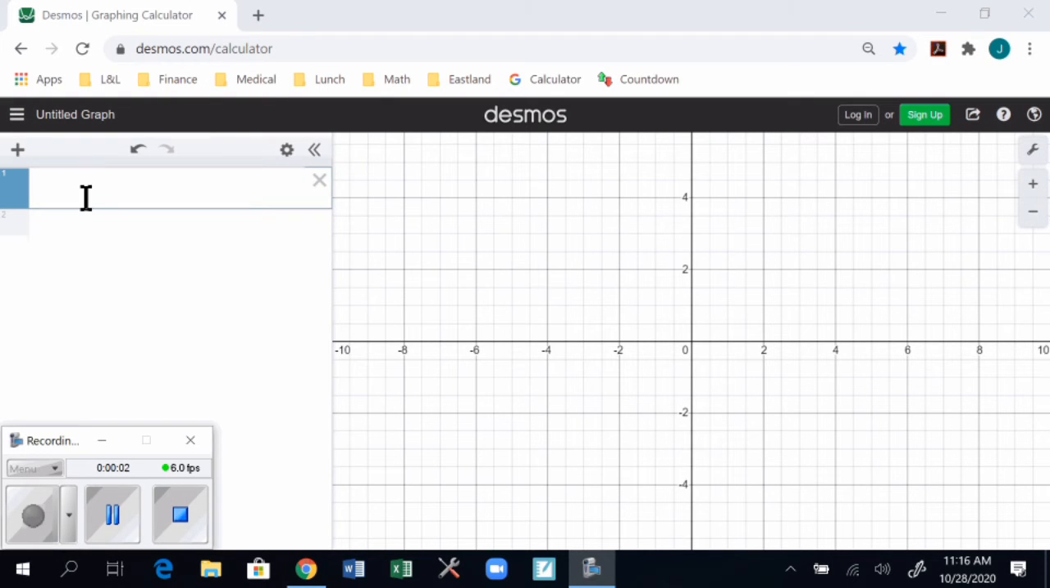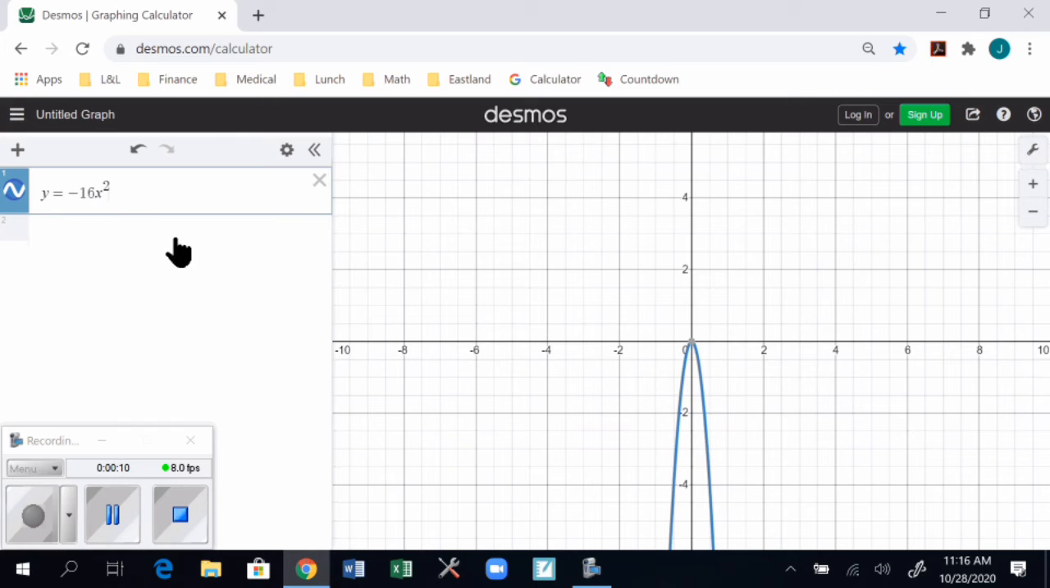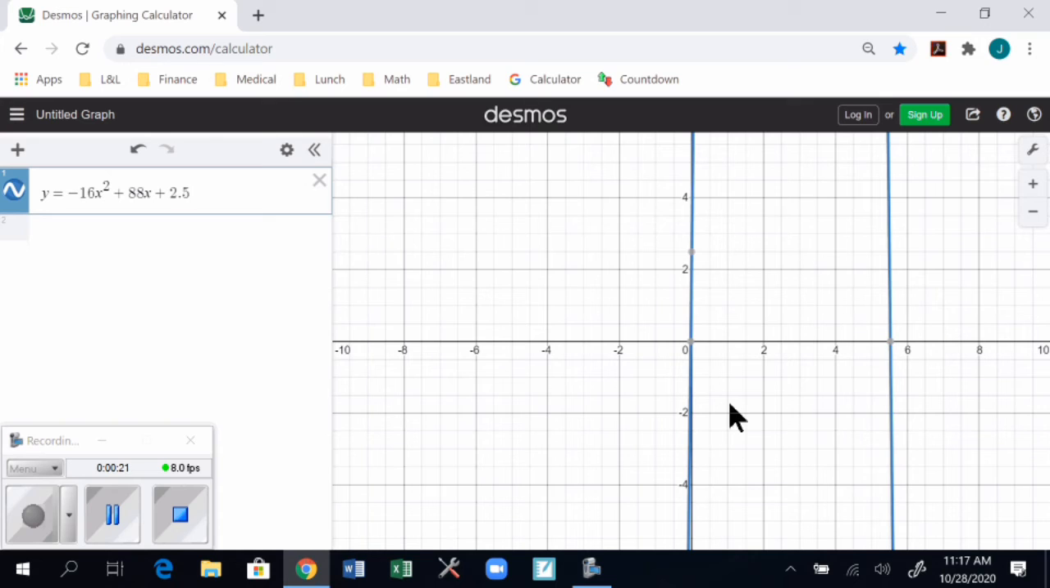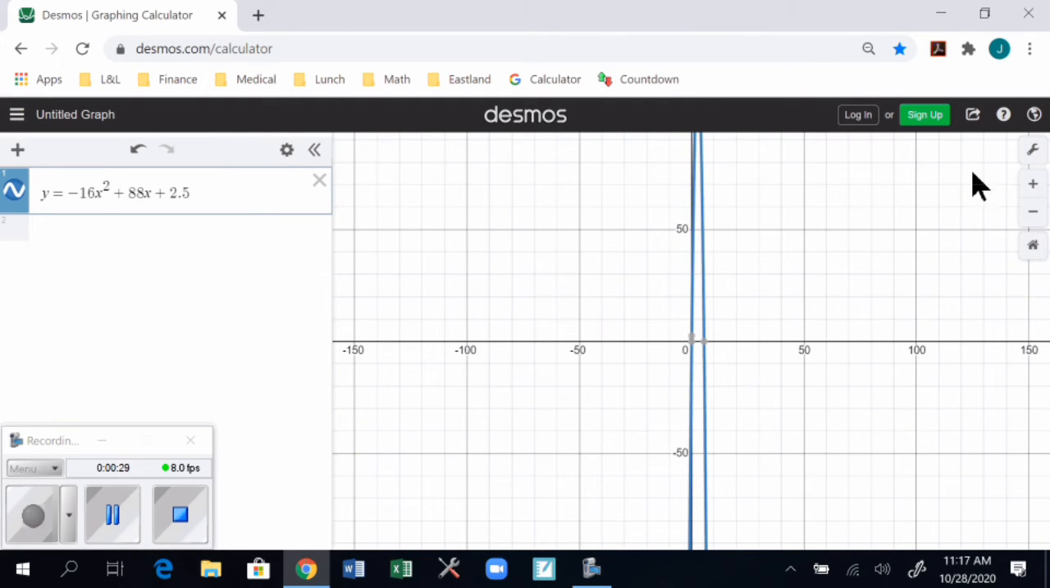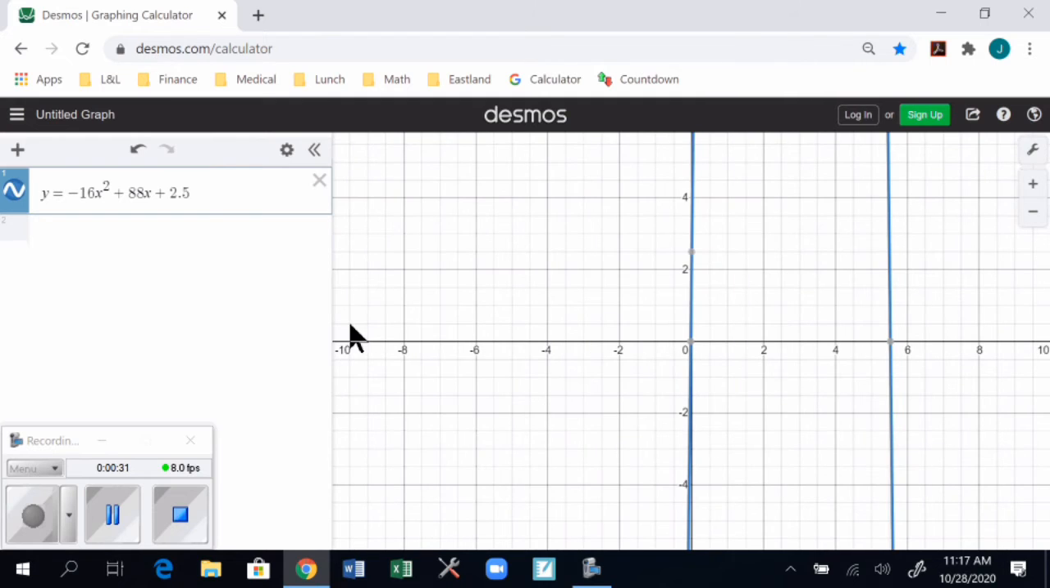So here's how we're going to check our answers to questions 1 and 2 using Desmos. When you first type in your formula, negative 16x² plus 88x, since it was going 88 feet per second, plus an initial height of 2.5, it's going to look a little awkward. You could try to zoom out and see how high this parabola goes, but even that starts to look awkward. So let me show you how to set the window.